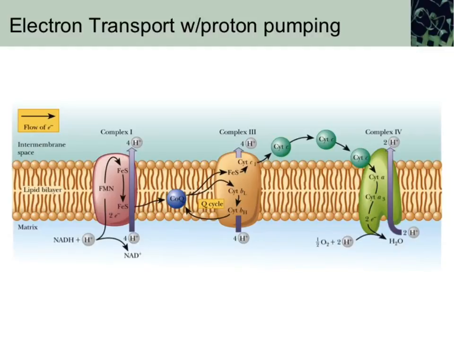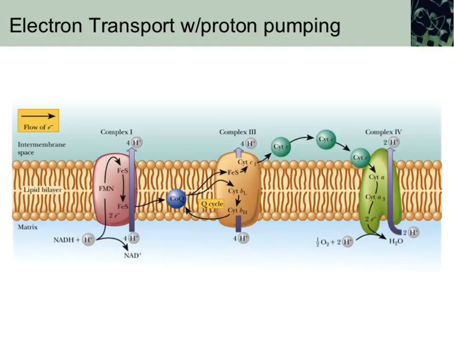Once complex 3 has picked up the electrons, it goes through yet another electron transfer cycling process to help facilitate again the transfer of H+ across the membrane. You're going through another iron-sulfur cluster, you're going out to cytochrome C. Cytochrome B is involved in the Q cycle. That's how we're getting the electrons into the cycle and facilitating transfer of our H+.